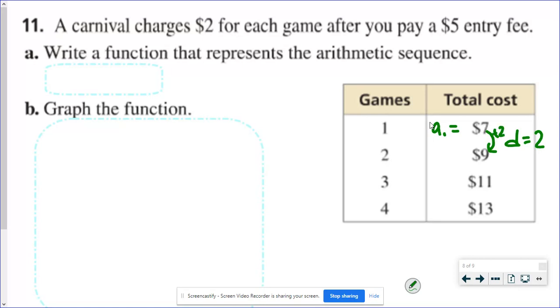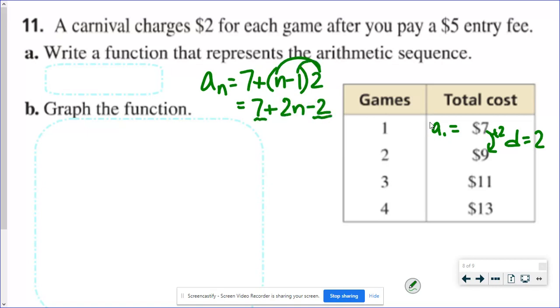So to write my equation, a sub n is going to be the first term, n minus 1 times my common difference. And then we just clean this up. 2n minus 2. And then we would combine those like terms. So a sub n equals 2n plus 5. And that equation should make sense based on other stuff that we know already. We did story problems like this. The $2 is the slope because it's increasing by $2 for each game. And the $5 was the y-intercept because that's what you had to pay to start.